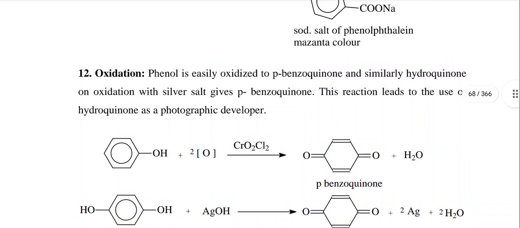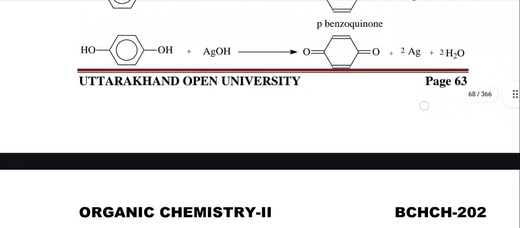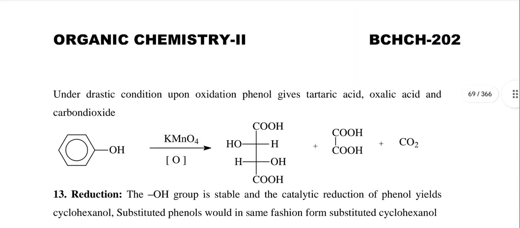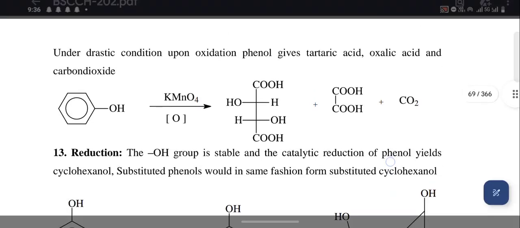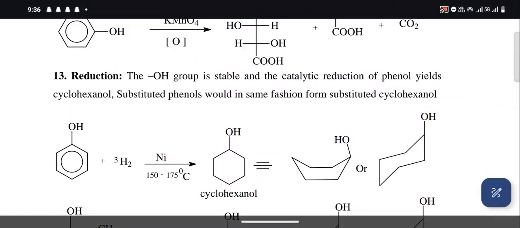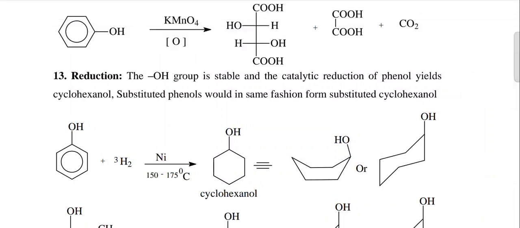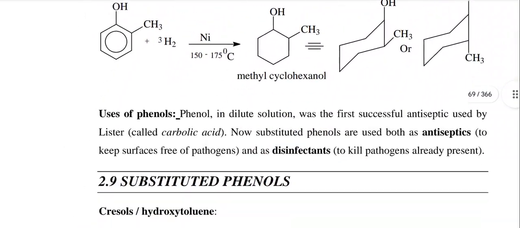Oxidation. Phenol is easily oxidized to p-benzoquinone, and similarly hydroquinone on oxidation with silver salt gives p-benzoquinone. This reaction leads to the use of hydroquinone as a photographic developer. Under drastic conditions upon oxidation, phenol gives tartaric acid, oxalic acid and carbon monoxide. Reduction. The benzene ring is stable and the catalytic reduction of phenol yields cyclohexanol. Substituted phenols would in the same fashion form substituted cyclohexanols.